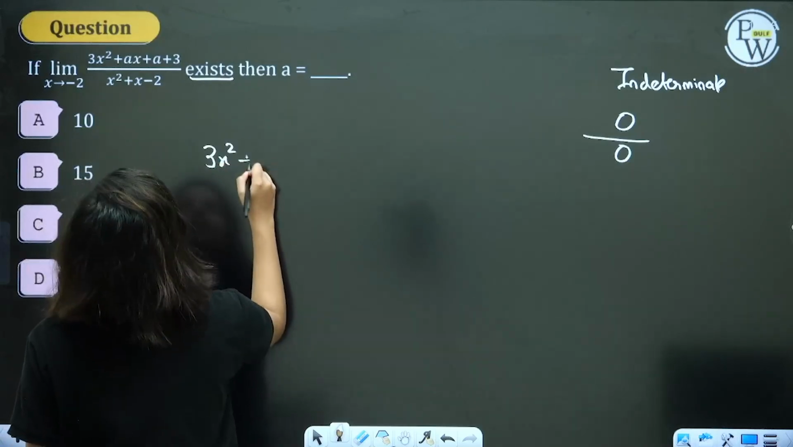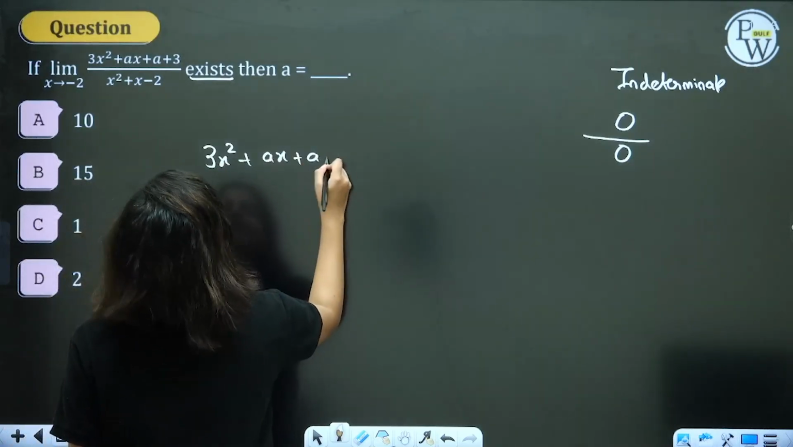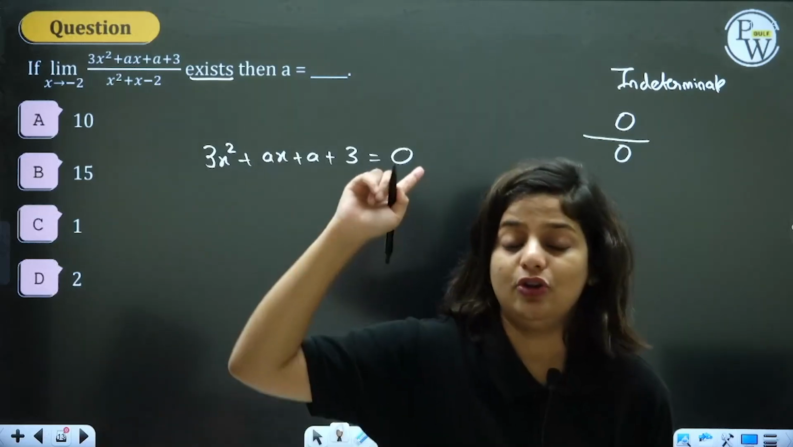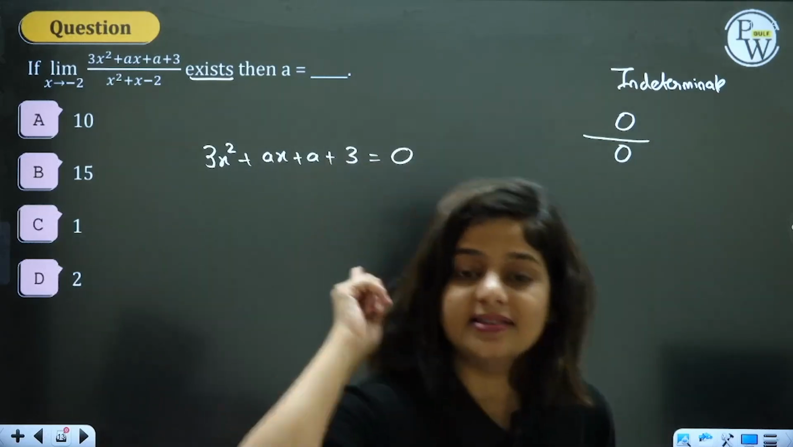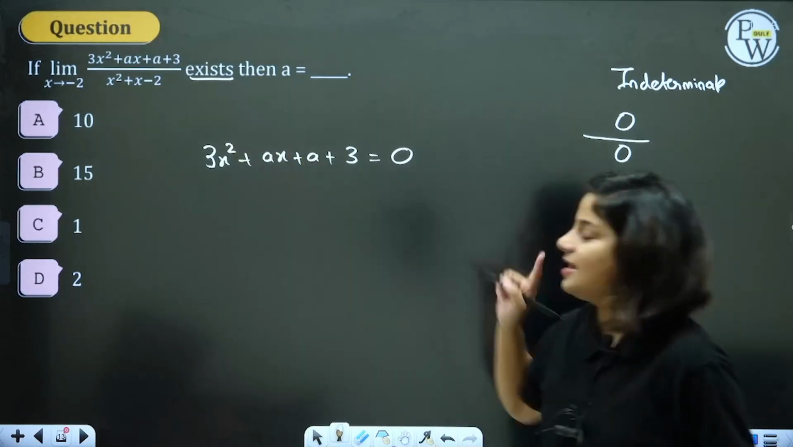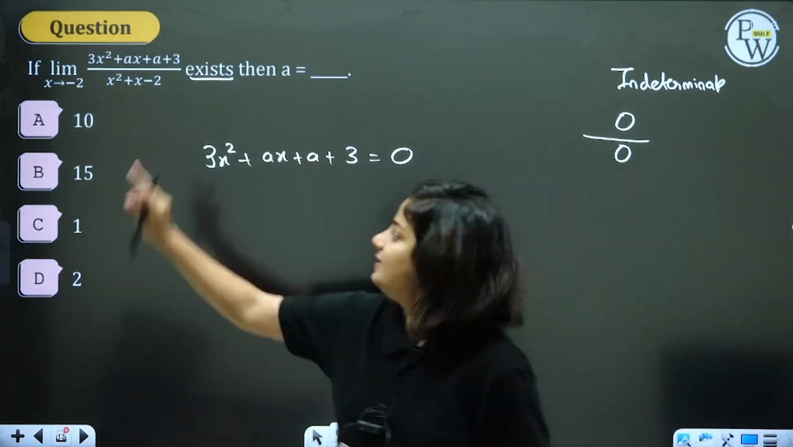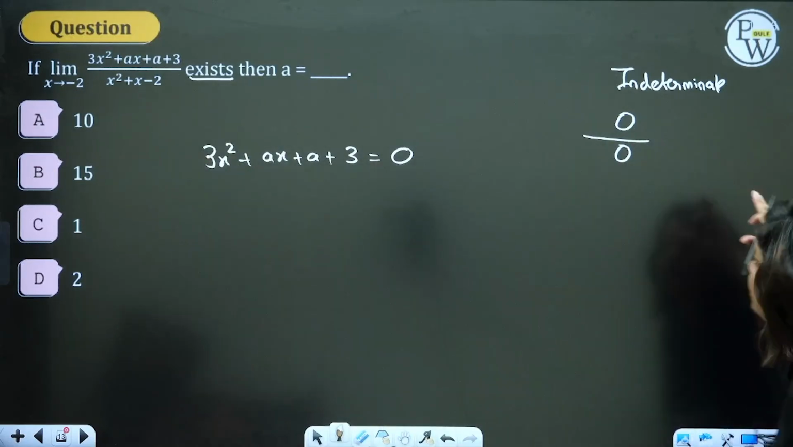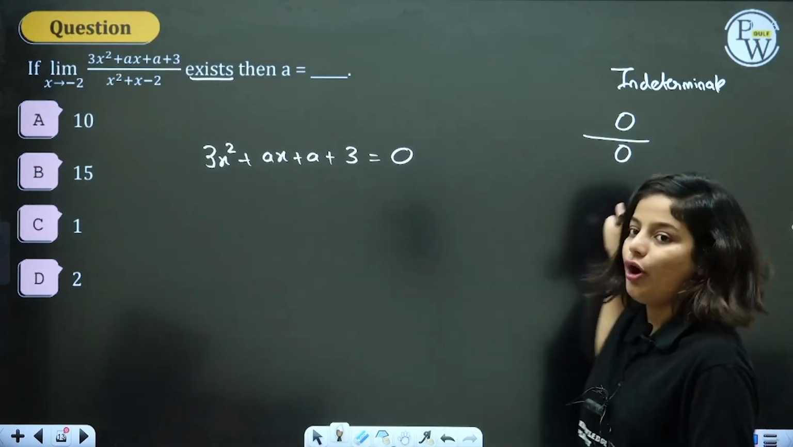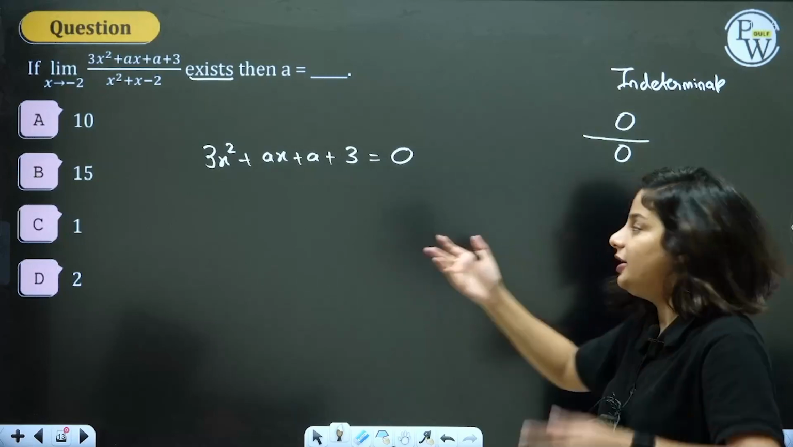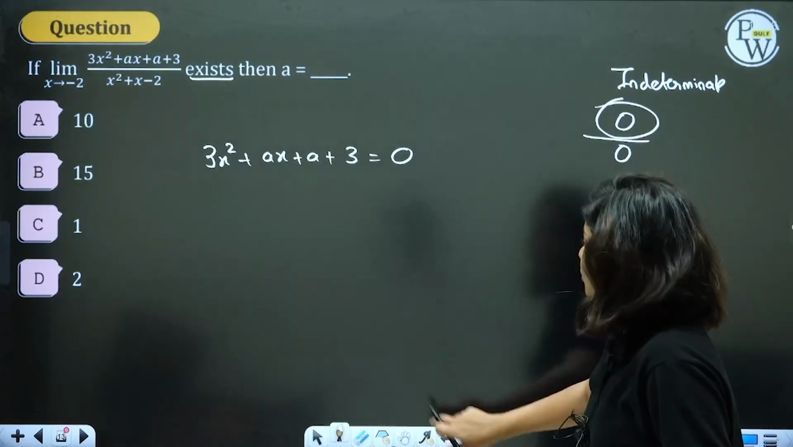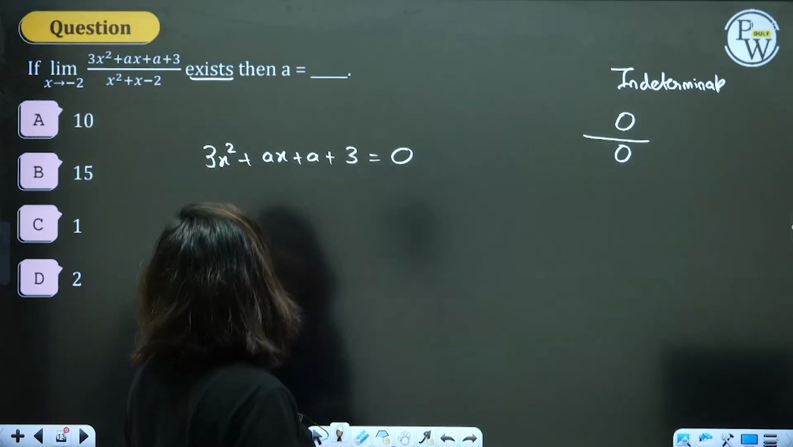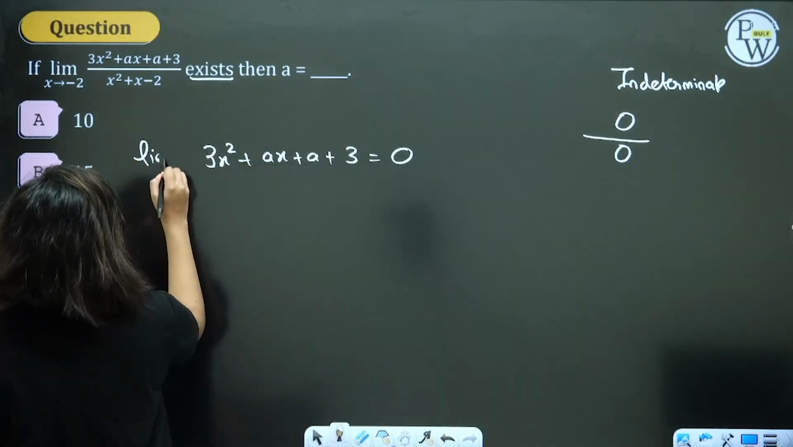3x square plus ax plus a plus 3 equal to 0. Think about it. Why numerator 0? Everybody will think again. Answer yourself. Why is ma'am taking the numerator 0? Because the limit exists. Direct substitution is giving me the denominator 0. If the denominator is 0, the only indeterminate form can be numerator 0. Putting the numerator 0, solving, the limit extends to minus 2.